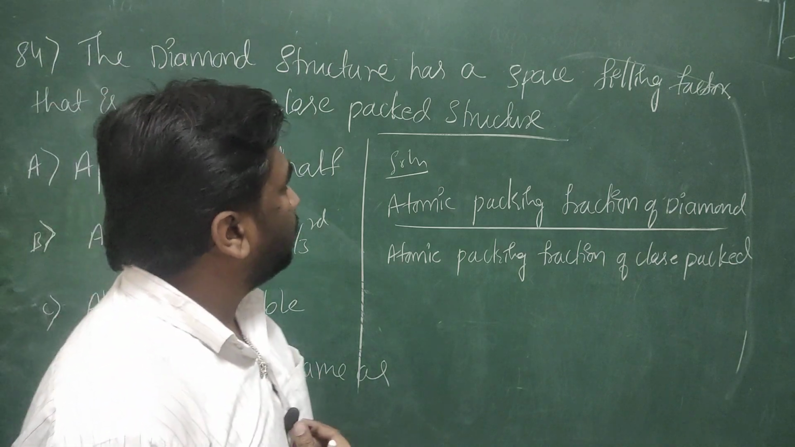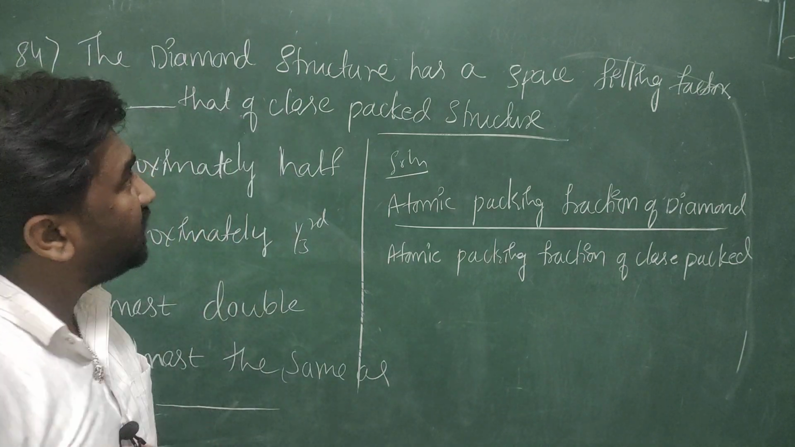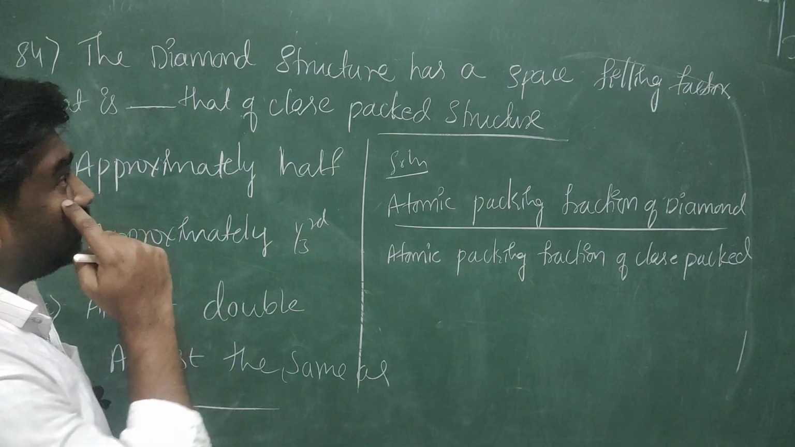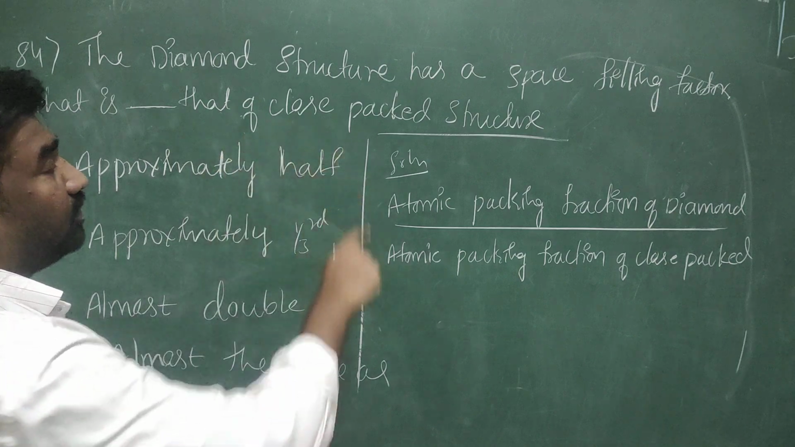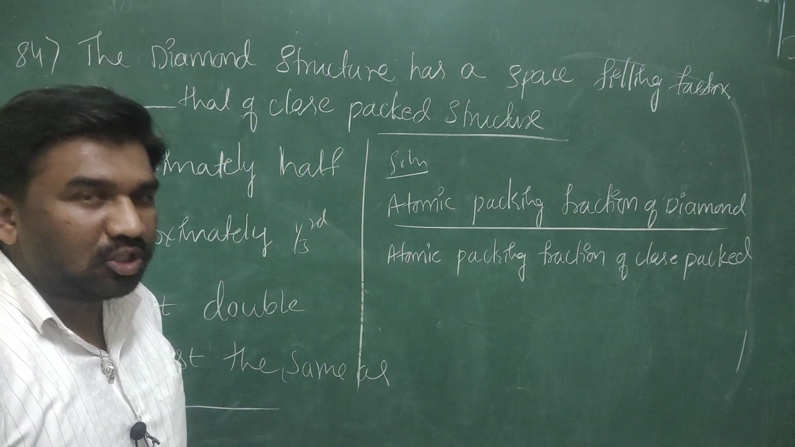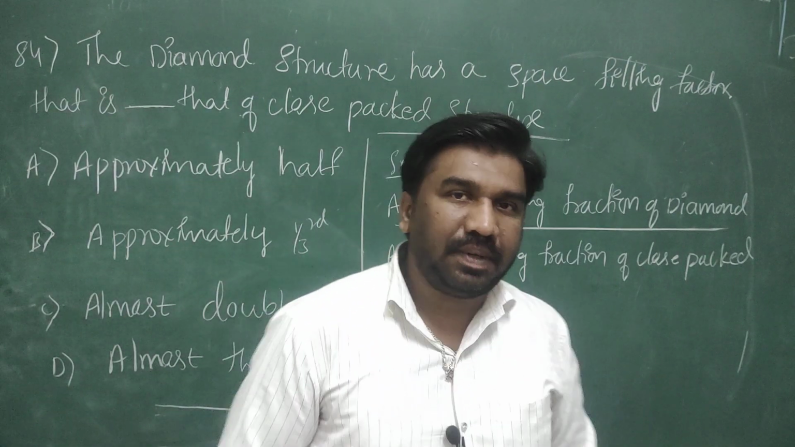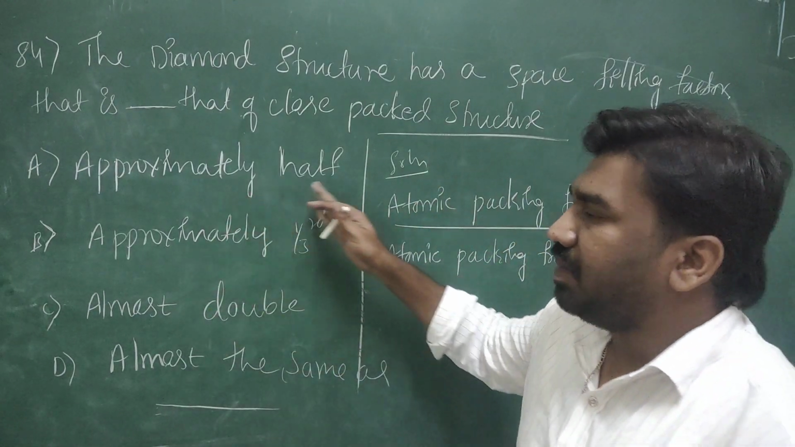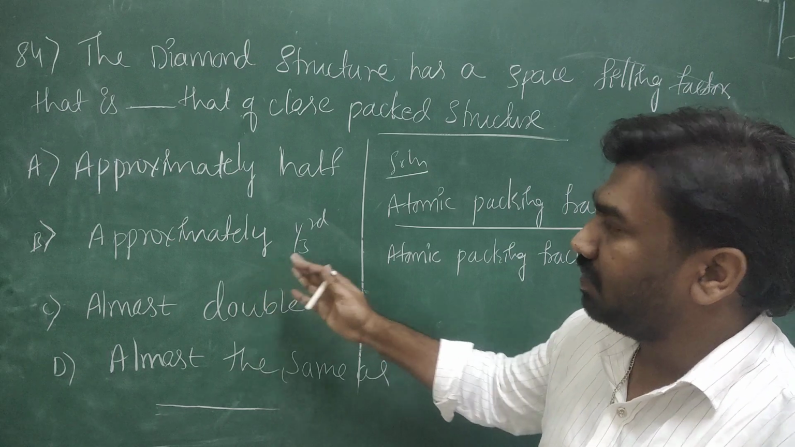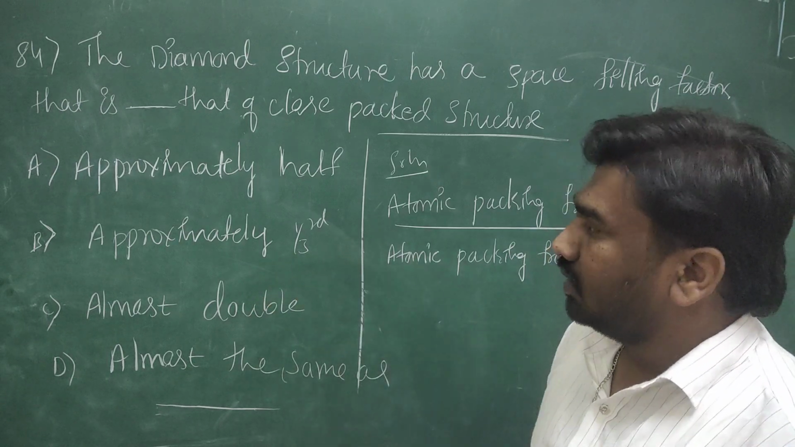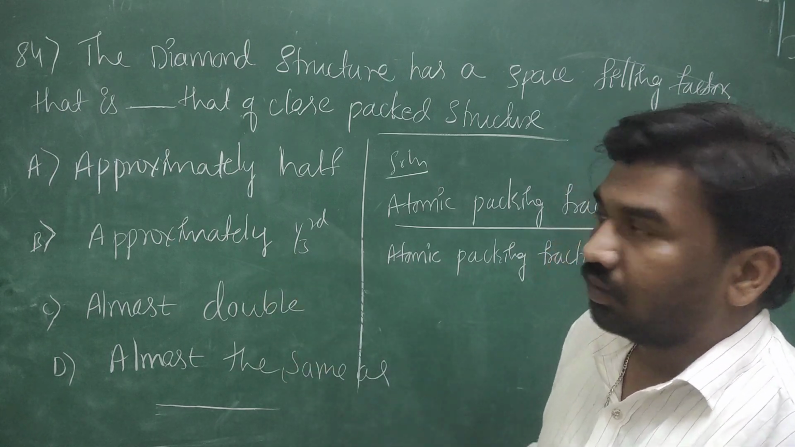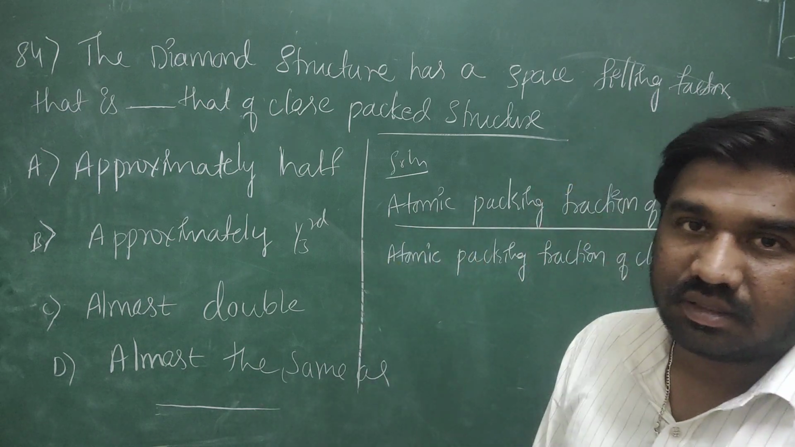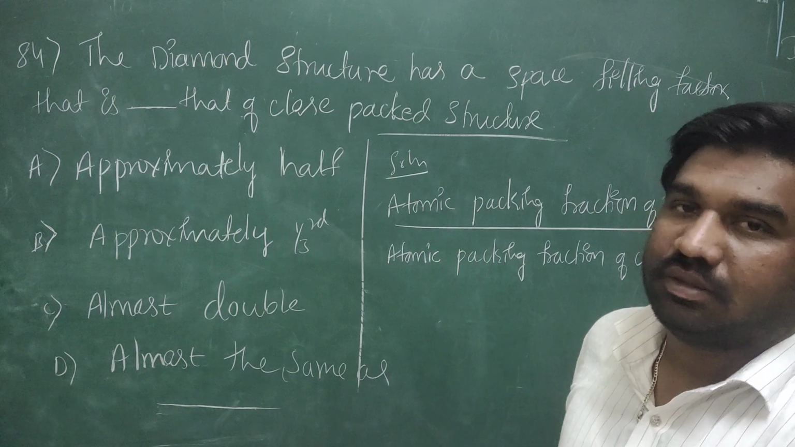This is the question. The diamond structure has a space filling factor that is dash that of the close packed structure. Close packed structure means here HCP, hexagonal close packed structure. The options are approximately 1 by 2, approximately 1 by 3, almost double, and almost the same as that of close packed.